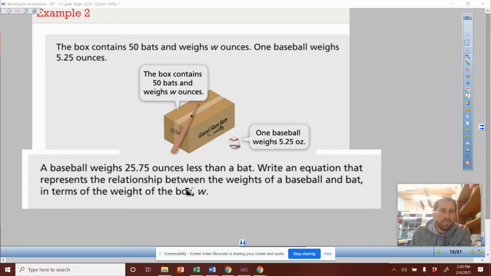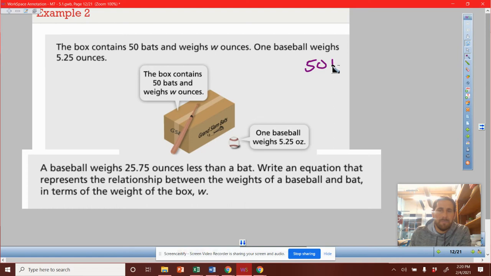So what do we know? What we know is we've got 50 bats. If I'm going to create my own variable, I'm going to put B equals bats. We've got 50 bats in a box, and when we add all those up, that box weighs W. Okay, so I'm not needing to label that W because they kind of labeled the W for us. Weighs W ounces. So what we know as well is we have a baseball bat, B.